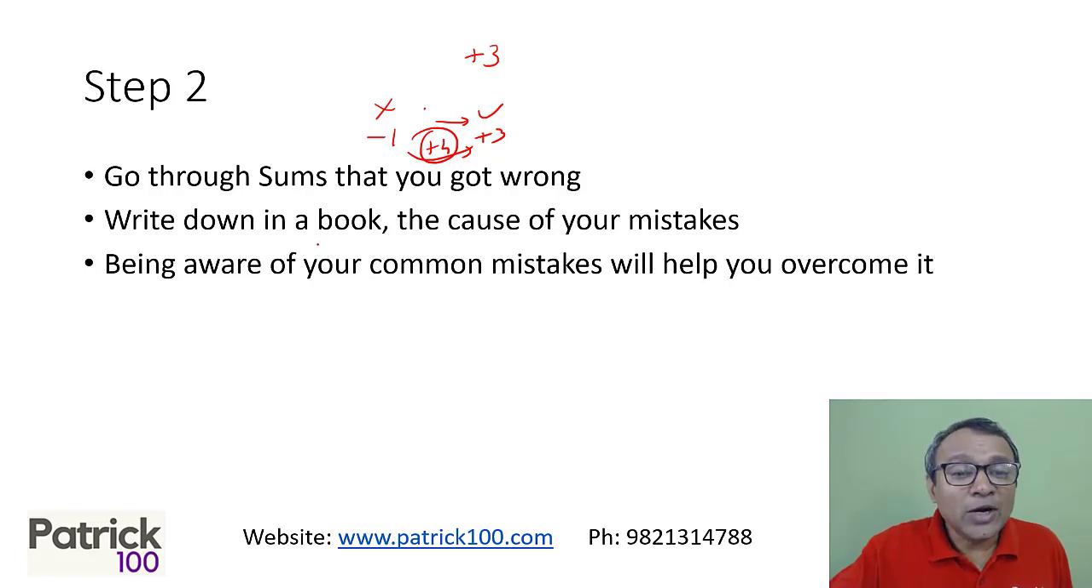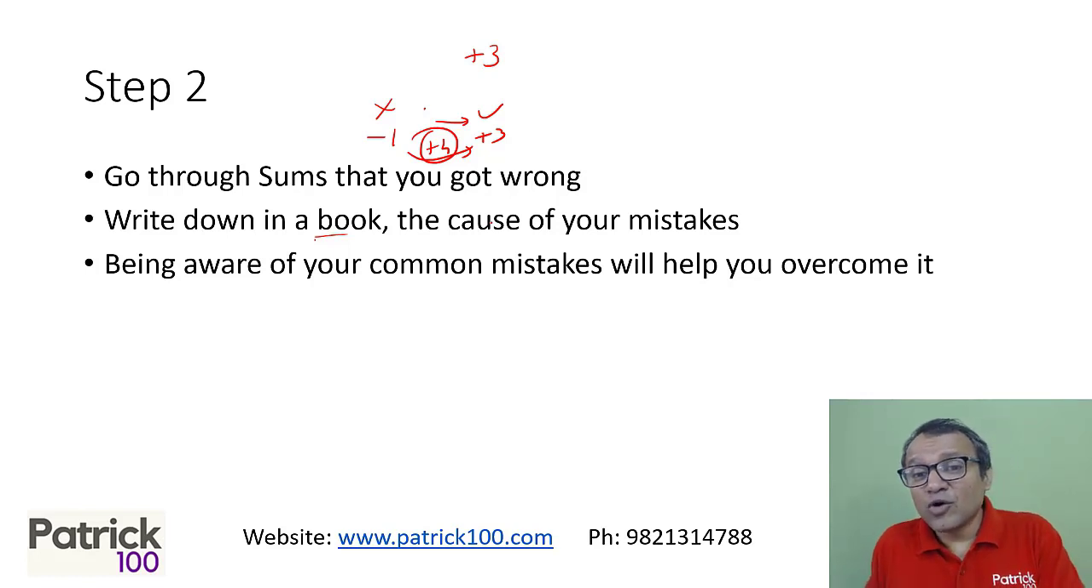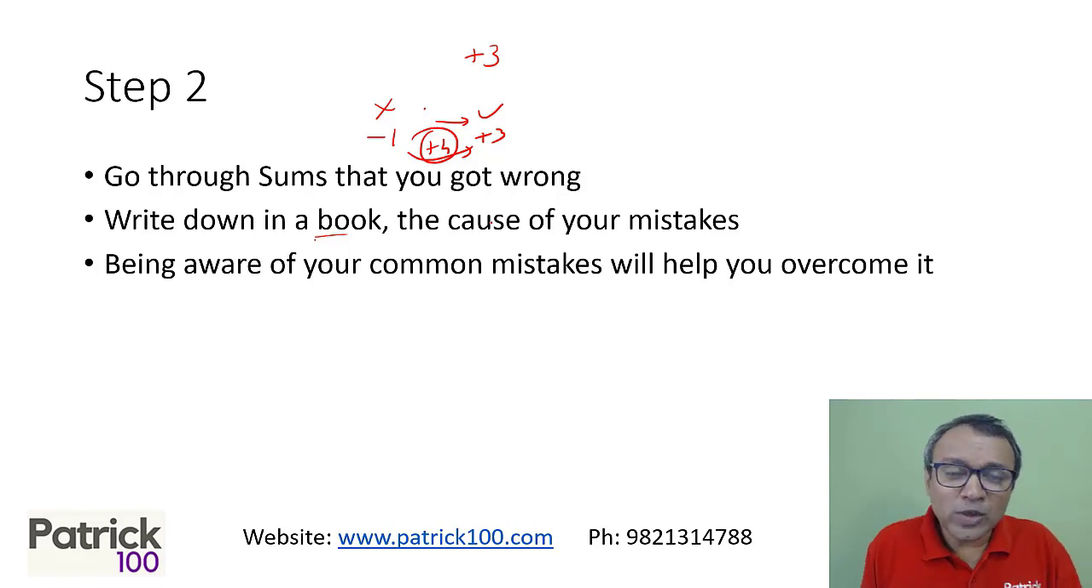So the key is to write down in a book the cause of your mistakes. One way to improve is to know where you're making mistakes. A lot of people make silly mistakes like calculations, reading the question wrong, or something like that. So be aware of your mistakes. The moment you are aware of the cause, you can automatically work on it to improve. Be careful when you're solving the mock and look at other means of trying to improve on it.